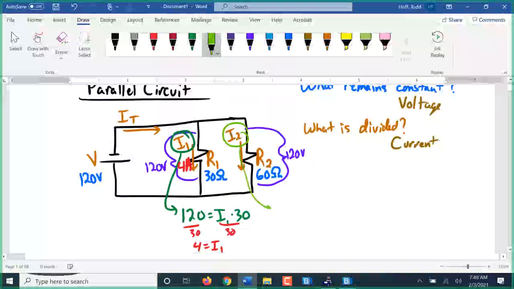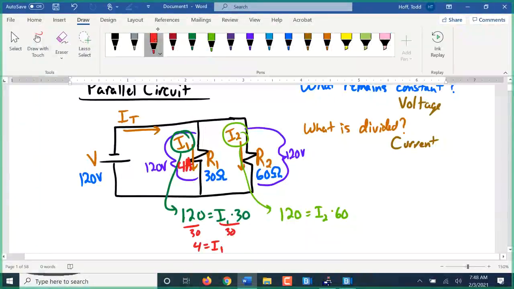This current, 120 volts equals I2 times 60 ohms. How do we find I? Divide by 60. 2 equals I2. 2 amps. Which means that I total has to be, those two just add up, 4 plus 2 is 6 amps.